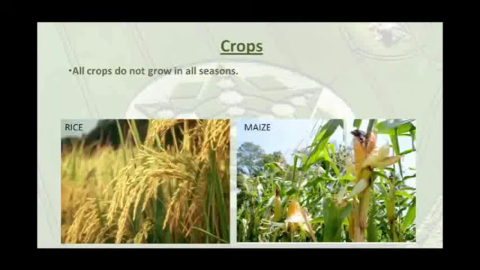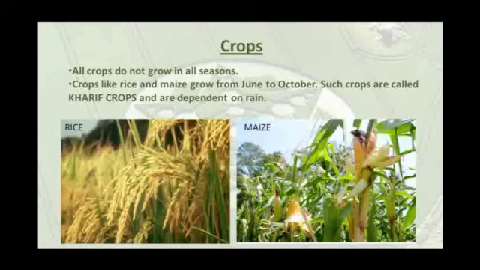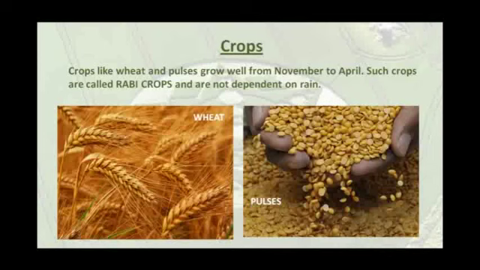All crops do not grow in all seasons. Crops like rice and maize grow from June to October, that is the summer season. Such crops are called kharif crops and are dependent on rain. Crops like wheat and pulses grow well from November to April, that is the winter season. Such crops are rabi crops and are not dependent on rain.